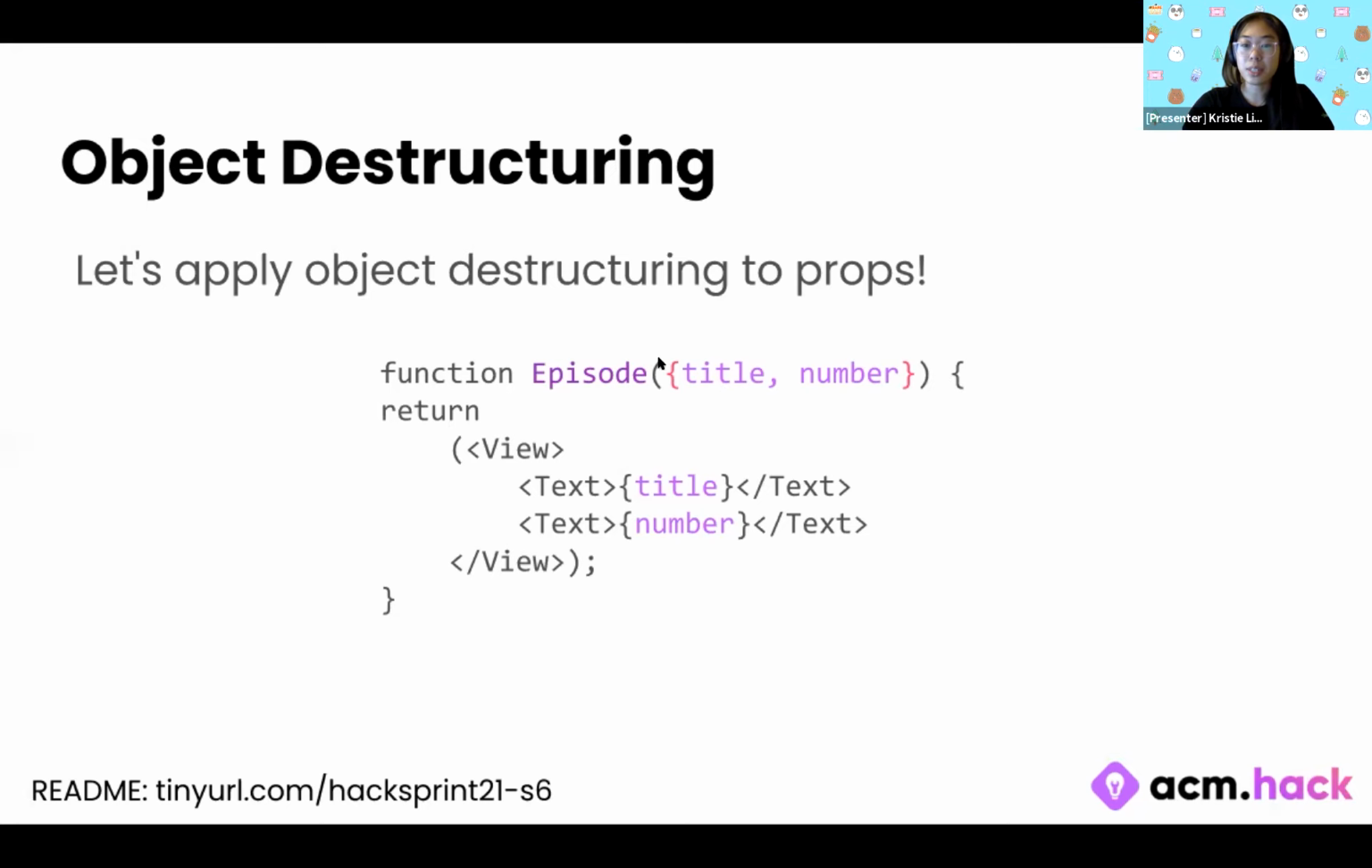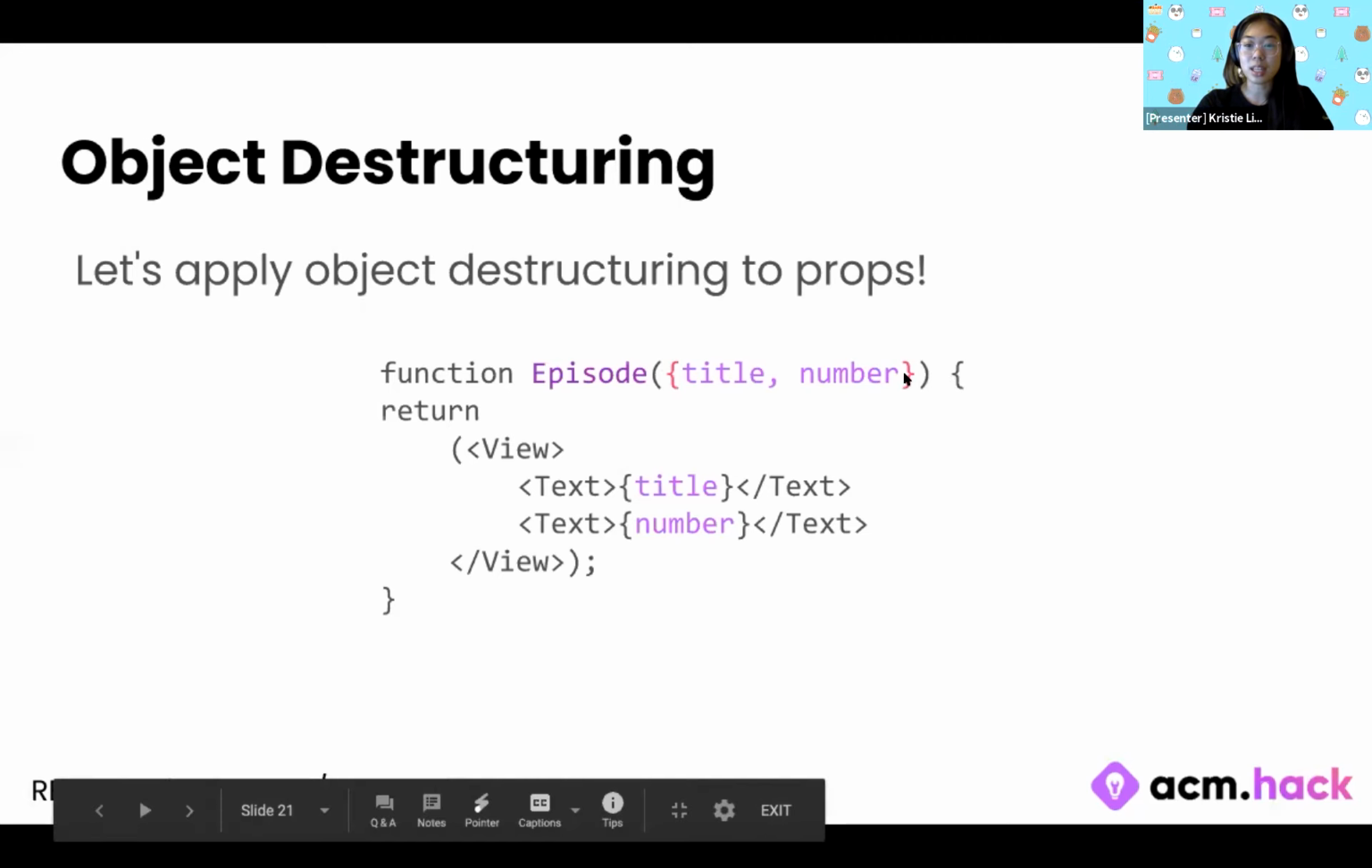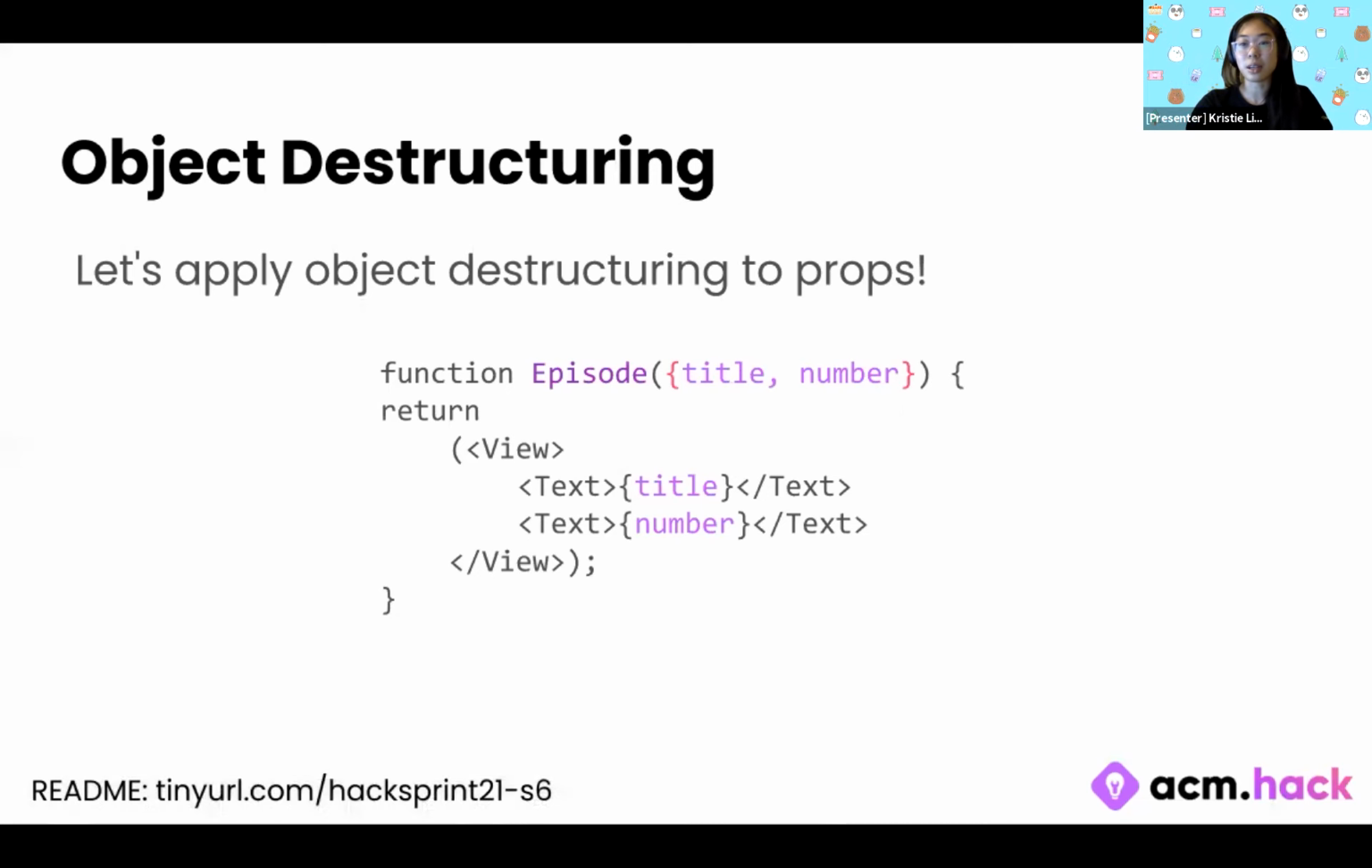So before, when we just had props here, or if you look at old code or code that someone else wrote, it might be hard to figure out what props the component is expecting. But if you write it in this way, then you can immediately know, oh, this component wants a title and it wants a number.